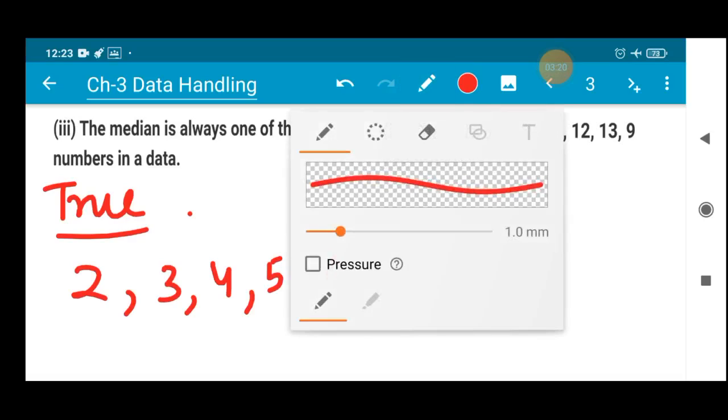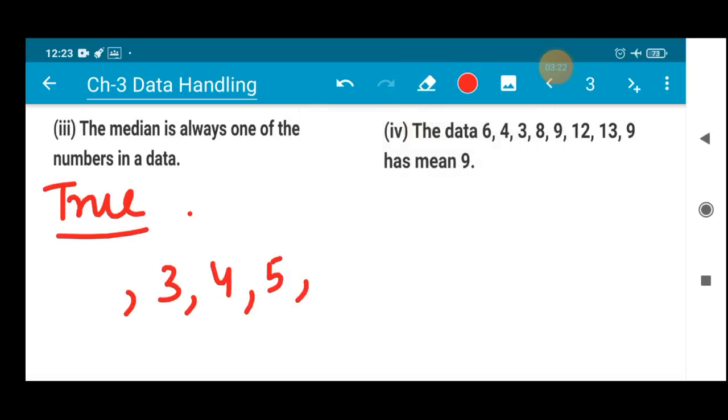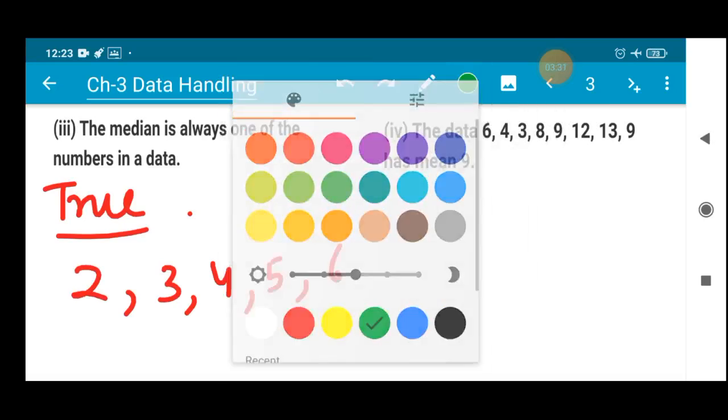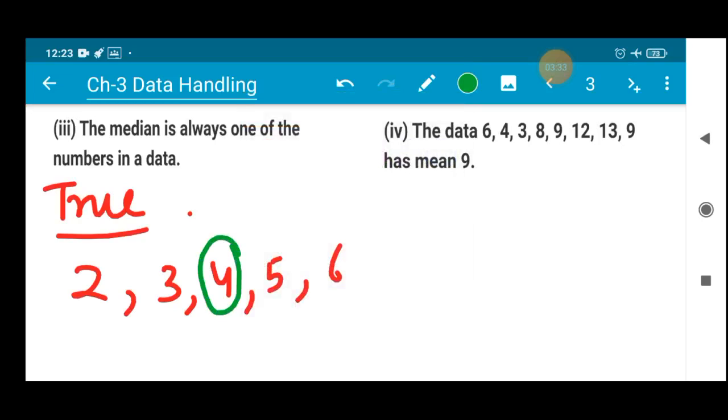If I omit one by one from the ends, what is our median? 4 is the median. So we select in this form. Do not get confused. We select the median and the mode from the given data or observations, but not the mean always. I hope you have understood this.